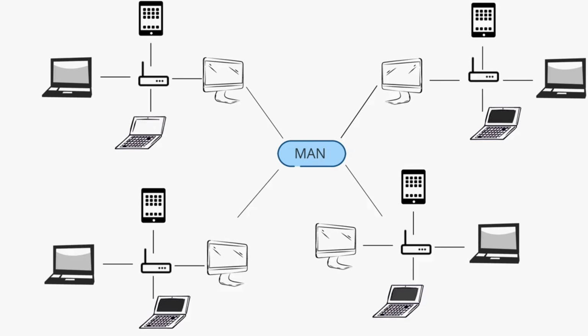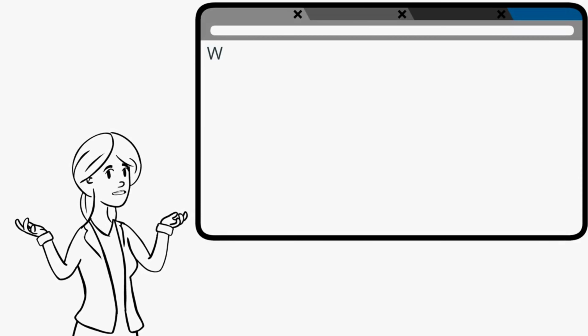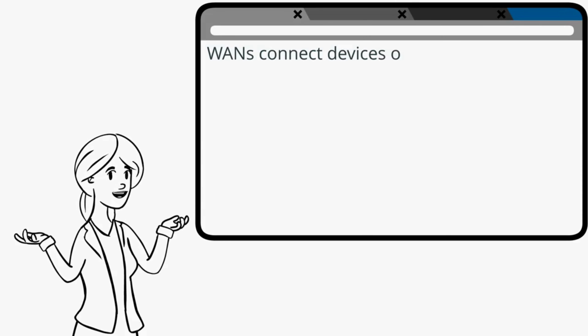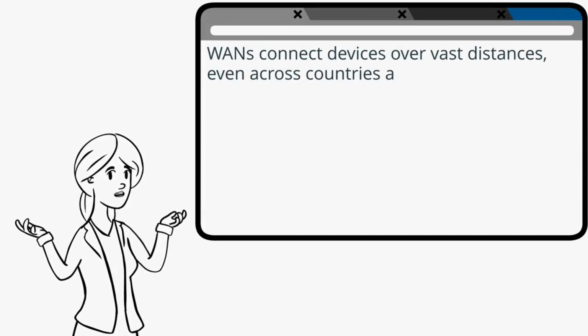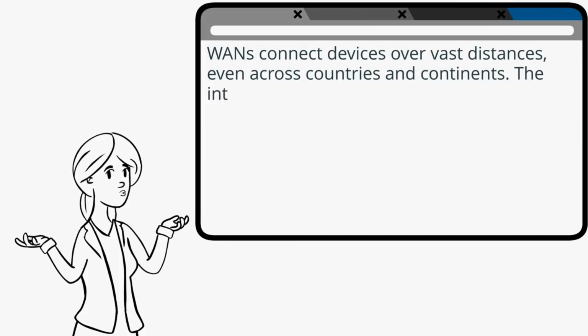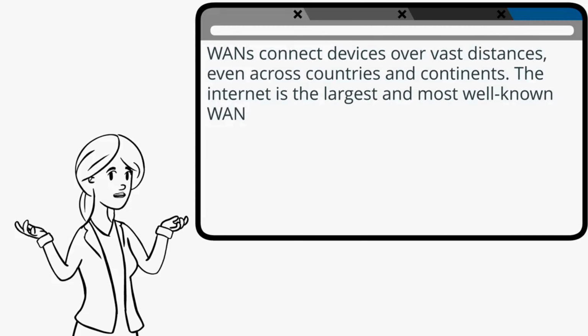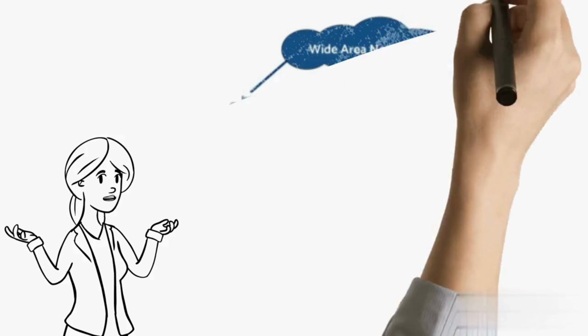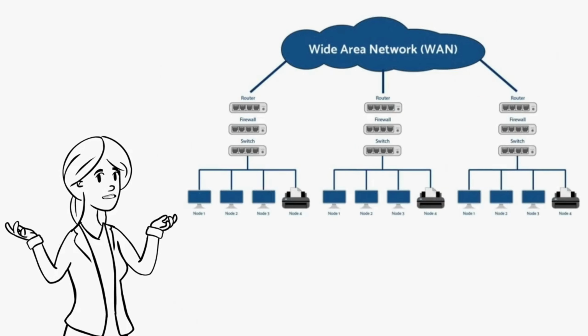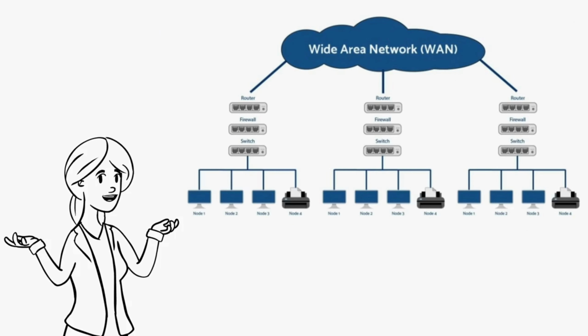The biggest one is the Wide Area Network, WAN. WANs connect devices over vast distances, even across countries and continents. The Internet is the largest and most well-known WAN. WANs are used when you need to communicate over long distances. Businesses use WANs to connect their offices worldwide, and you use a WAN whenever you access the Internet.